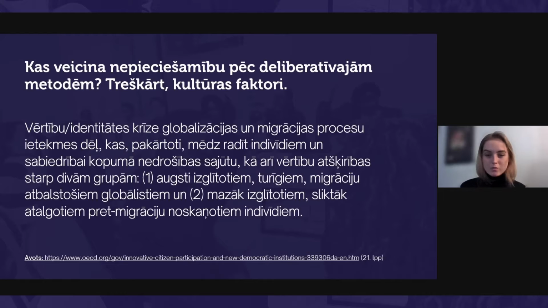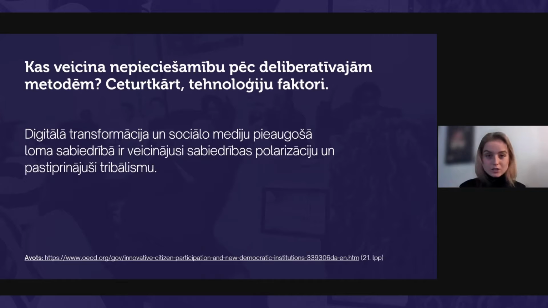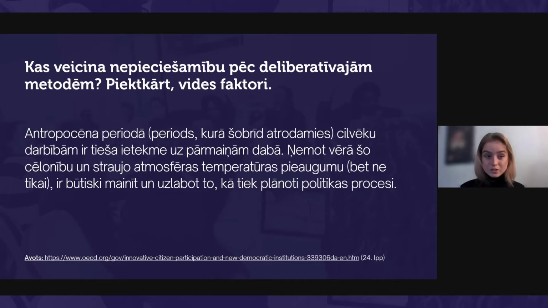There are large chances that we will not be able to unite the society with traditional methods, and ask the question, both, let's say, Janis from the city center and Aya from the border regions. But this enables us to bring such people together and brainstorm solutions. Fourthly, technological factors. Digital transformation, and also the polarization of social media. And again, this is divisive, so we need to look for ways how to bring people together.